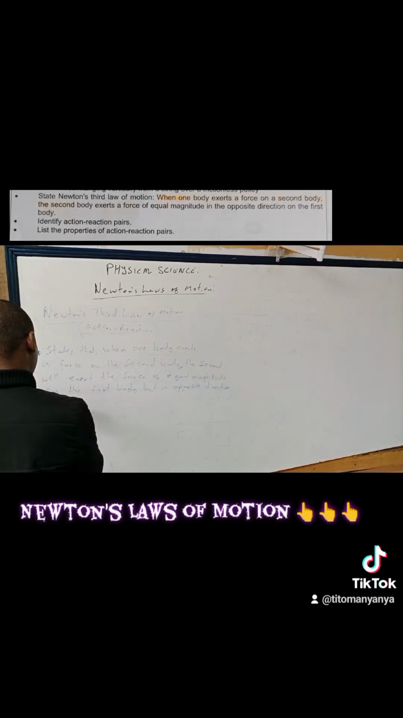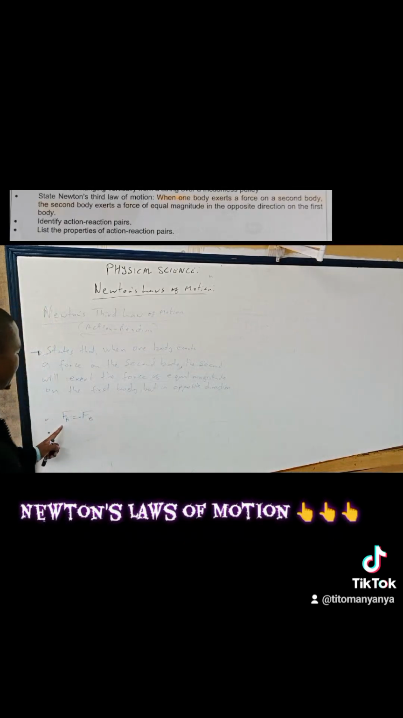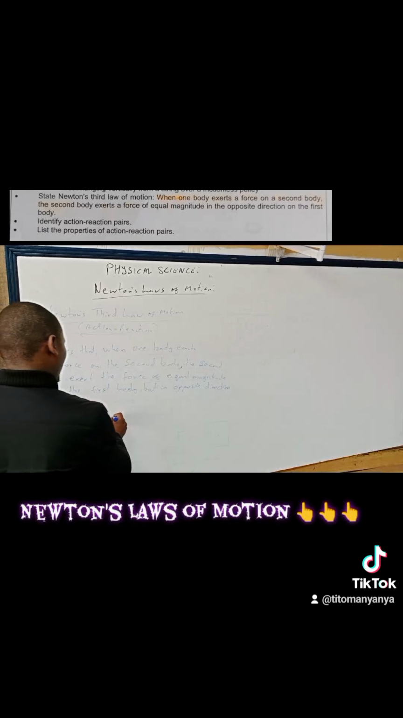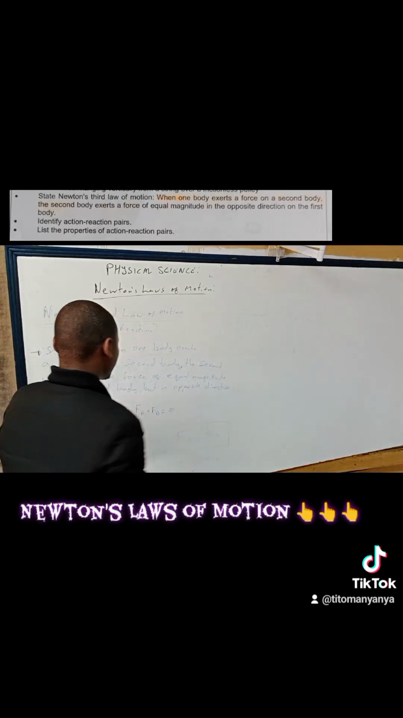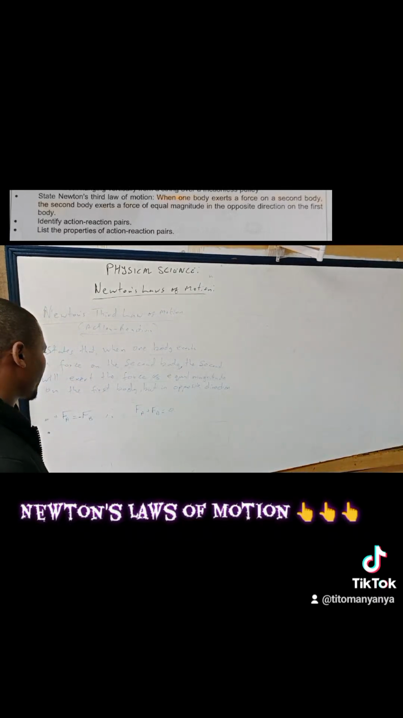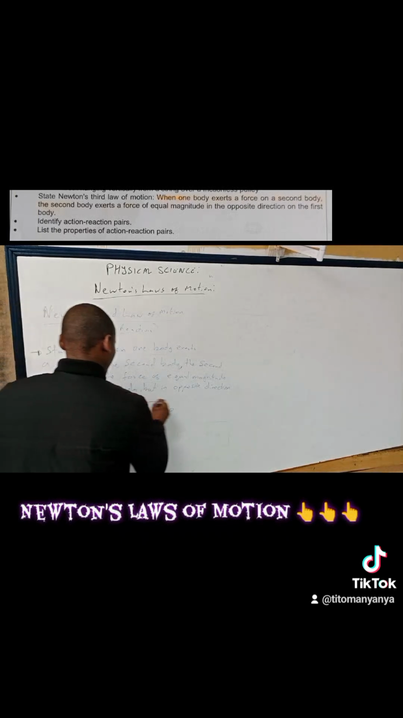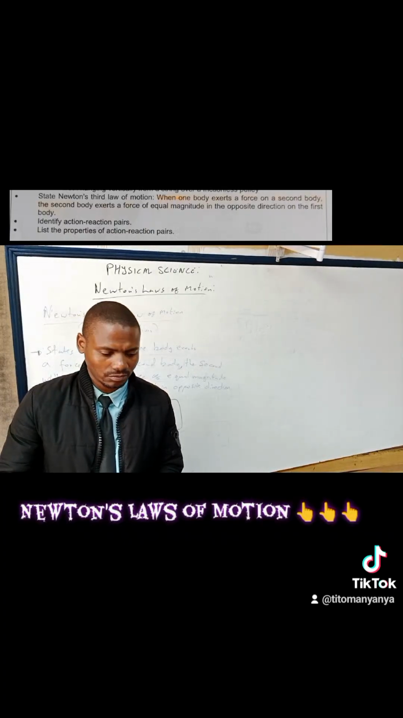Now if force A exerts on B, B will exert the same magnitude of force but in opposite direction, because this one is positive, this one is negative. Therefore, if I say FA plus FB, the resultant force there is going to be 0. That's Newton's third law of motion.